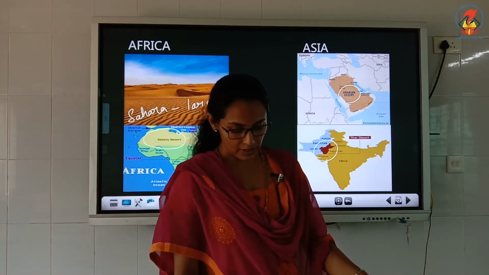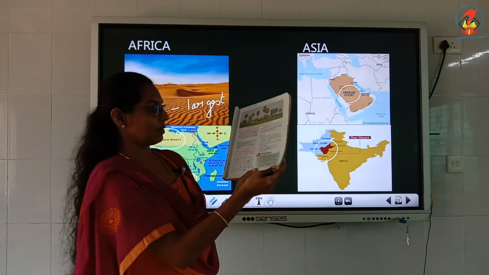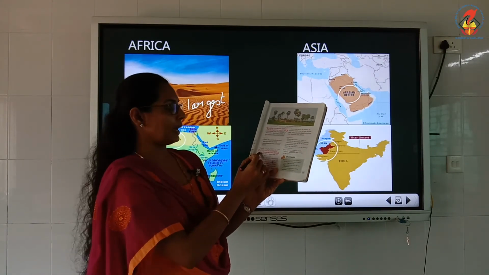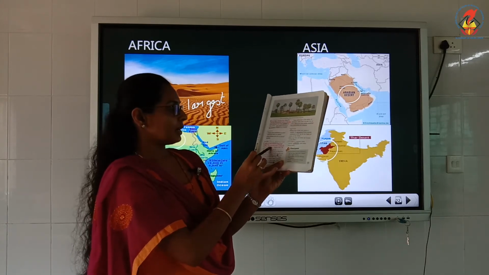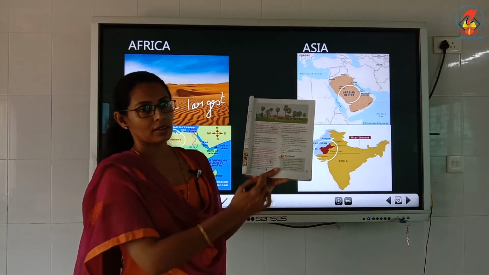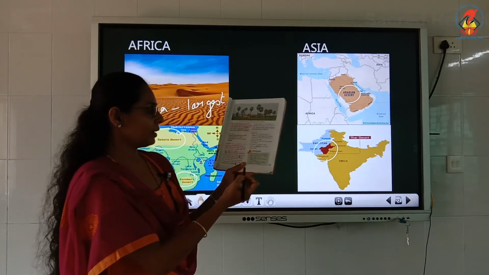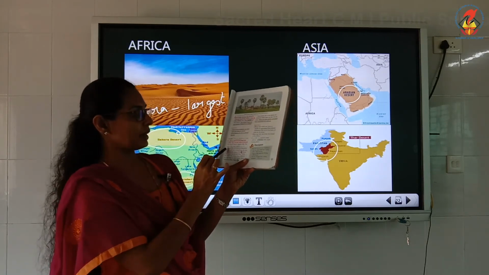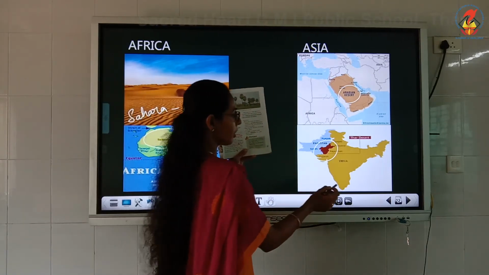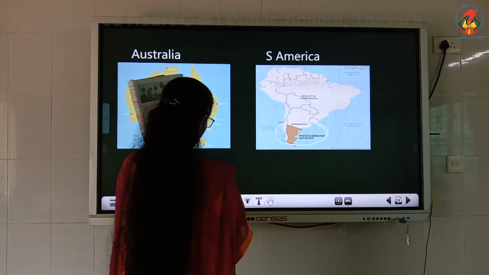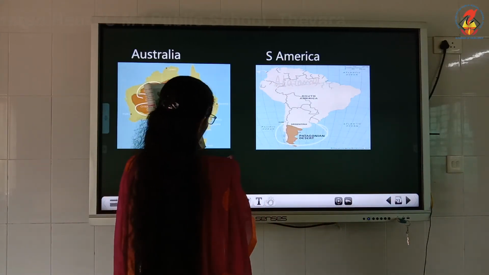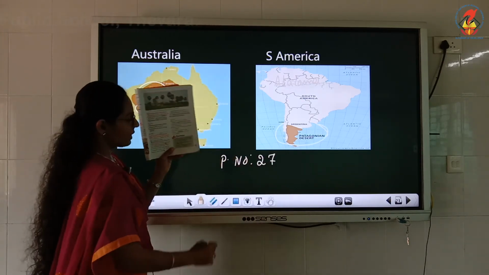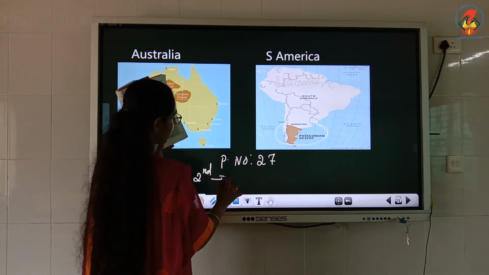Now take your textbook, take page number 27. Underline the first two lines. A plain is a flat and low-lying land. They are also called lowlands. The first two sentences, underline. Then also mark the second paragraph, page number 27.